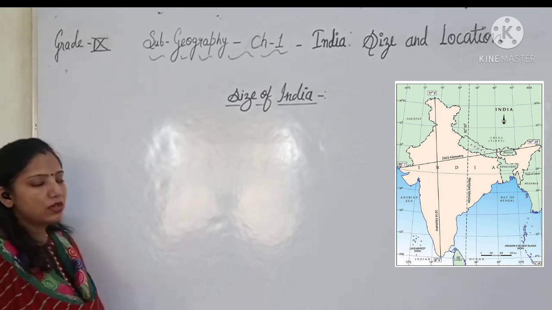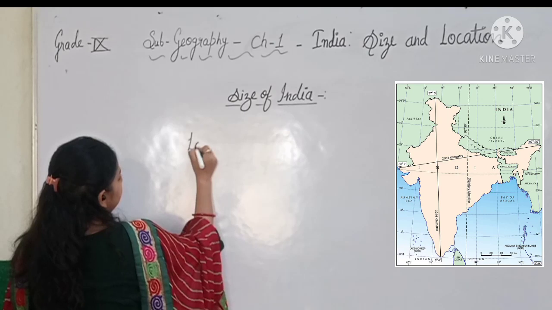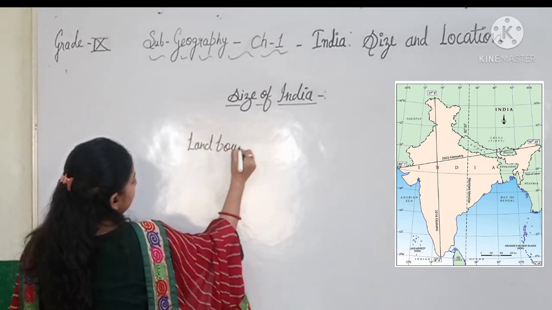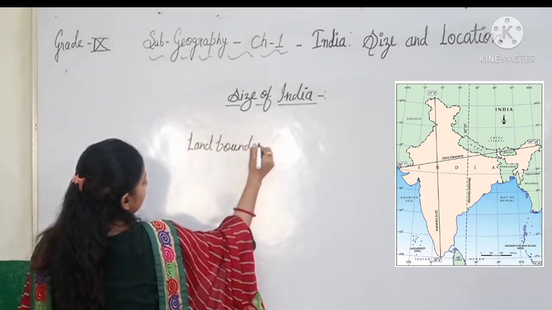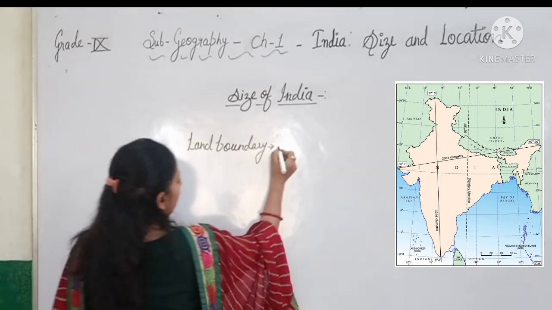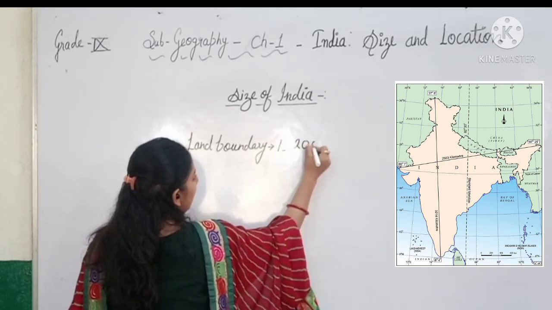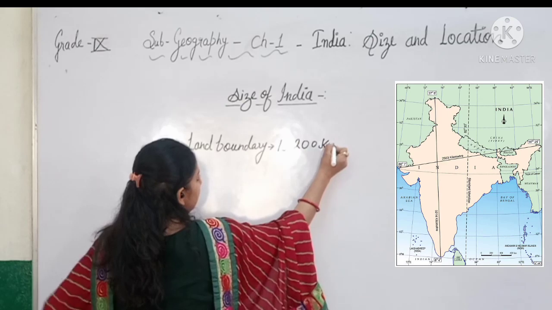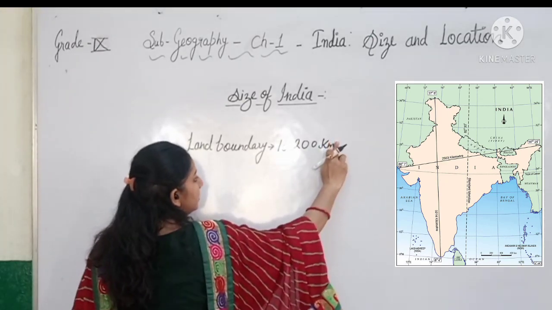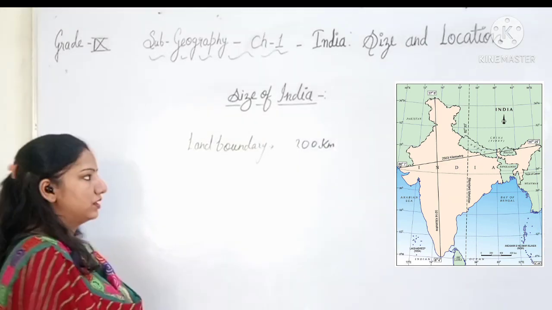So, if we talk about the land boundary, the land boundary of our country is around 15,200 kilometers, including the eastern, northern and western parts of our country.